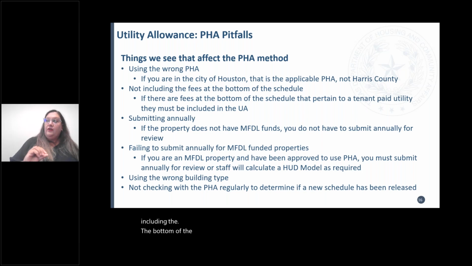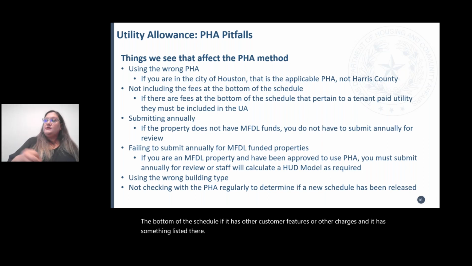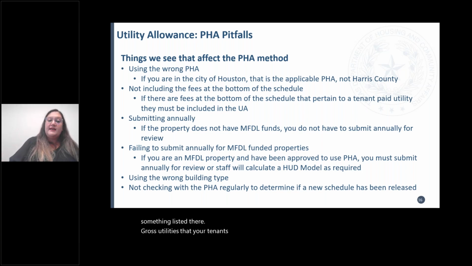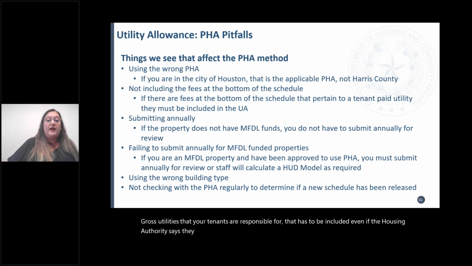If it has other customer fees or other charges, and it has something listed there, and it goes to the utility that your tenants are responsible for, that has to be included. Even if the housing authority says they don't include it on their voucher holders, you still need to find out what it goes to, and if there's multiple amounts, which goes to which, so that you can include it correctly.